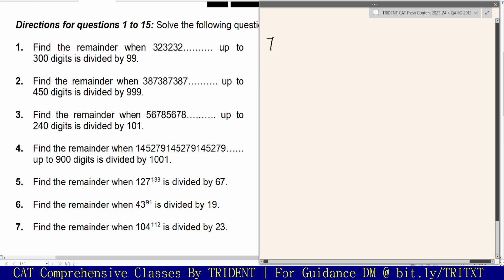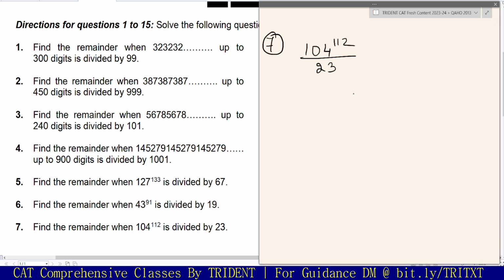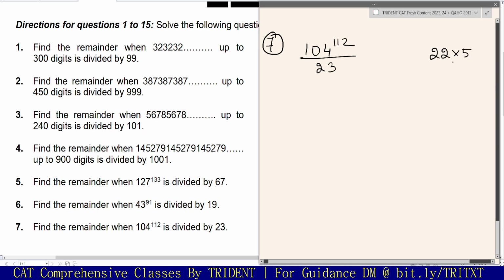Okay, the seventh question now. The seventh question is saying 104 raised to the power 112 divided by 23. If you realize, 23 again happens to be a prime number. Now all I need to do is see 22 into what will get me closer to 112. So 22 into 5 is 110. So I can write this as 104 raised to the power 110 by 23 remainder, multiplied by 104 squared by 23.